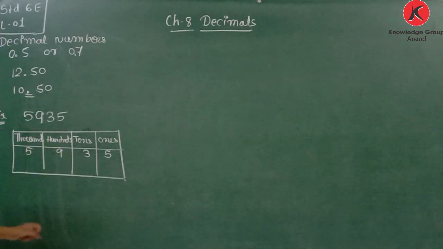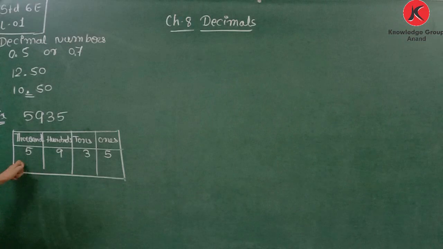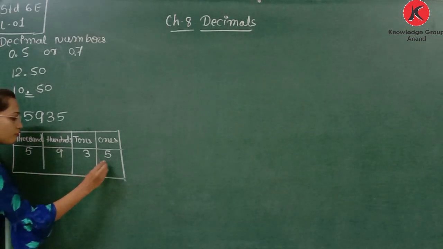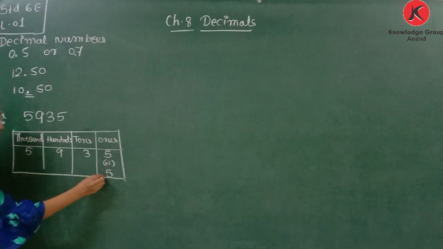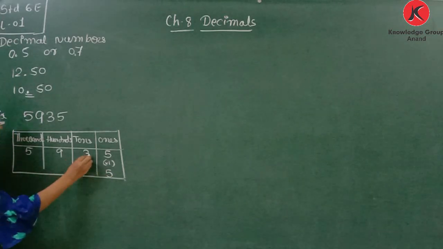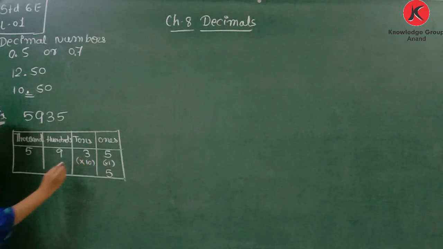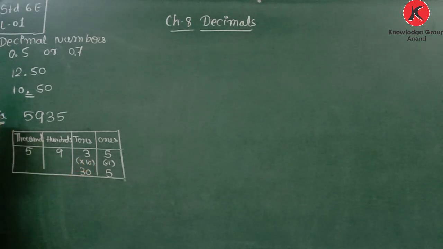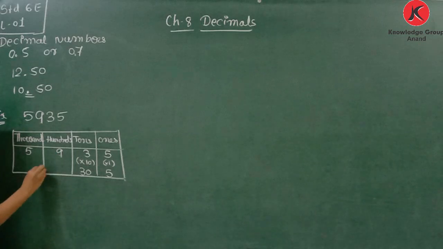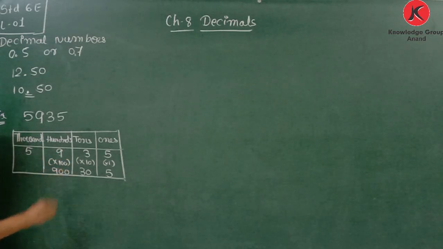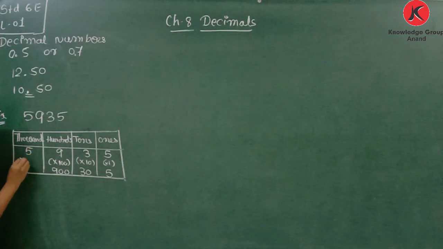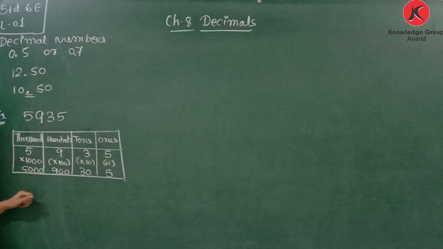Now to get the place value of each digit in this number, the ones place is multiplied with 1. So 5 is multiplied with 1, so the place value of 5 is 5. 3 is multiplied with 10 to get its place value, so the place value of 3 is 30. Here 9 is multiplied with 100, so the place value of 9 is 900. 5 is multiplied with 1000, so the place value of 5 is 5000. Clear? So this way we can get a place value table.